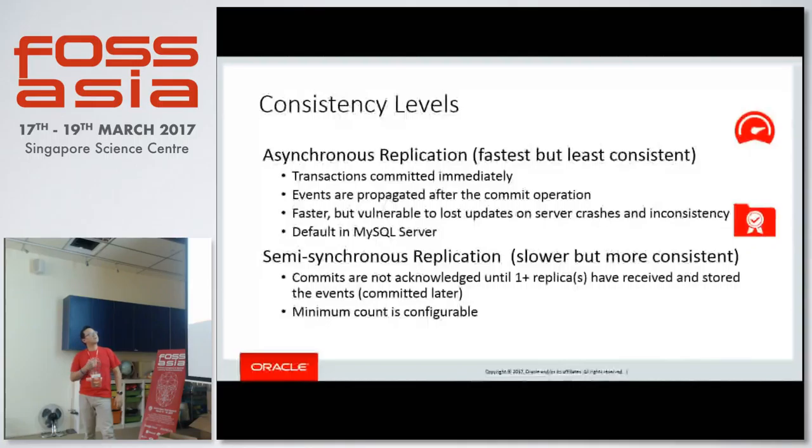Okay, replication workflow. So basically, when the master receives a transaction, it will save it first to the database, to the commit, and then write to the binary log, the bin log here.